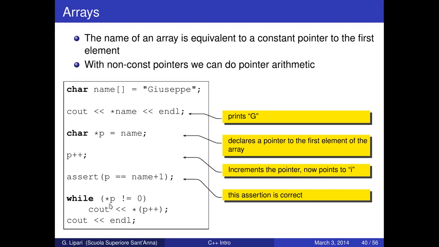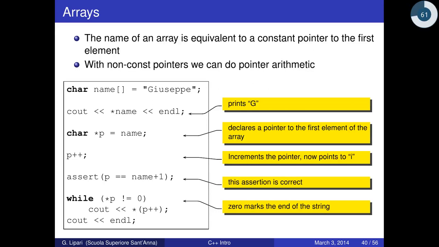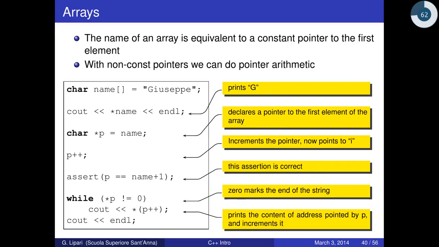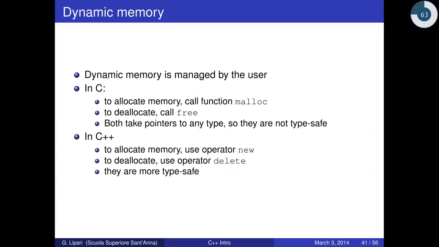And we can print the rest of the array by doing like this. Basically, until we reach the last element of the array, which is character 0, since every string is always terminated by a 0, we just take the element pointed by p, print it, and then increment the pointer. So it just prints the content of the address pointed by p and increments it until the end of the array.